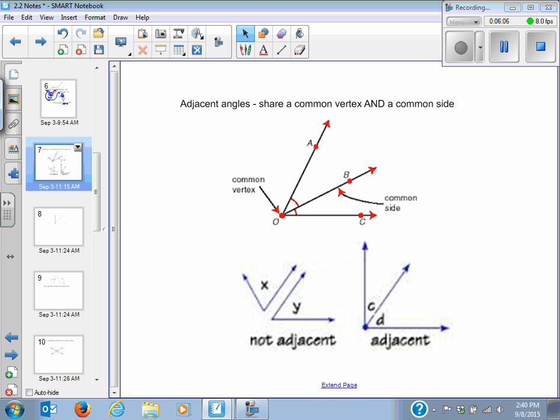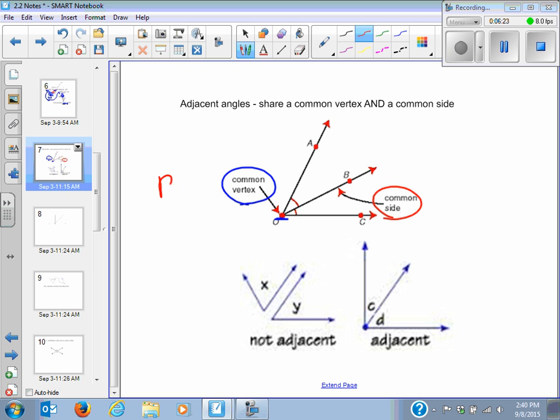All right, adjacent angles. Adjacent angles share a common vertex. Common vertex, right there. That's pointing to this guy right here. And then a common side, which is right here. So for this angle right here, the common side would be ray OB. That's their common side. It's right there. So that's the common side.